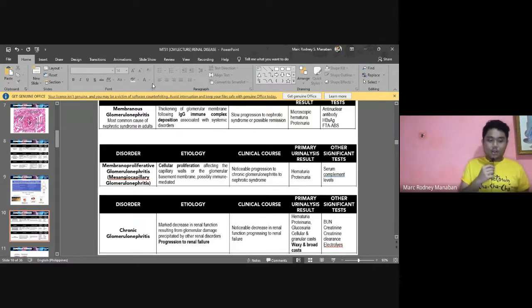Okay, so again, since chronic naman, nagdugay na, so of course, kidneys will now become more damaged. So therefore, there's marked decrease in renal function, and it can progress na to renal failure. Yes, because chronic GNs, of course, daghang damage na sa glomerulus, sa kidneys mismo, so there's marked decrease in your renal function.